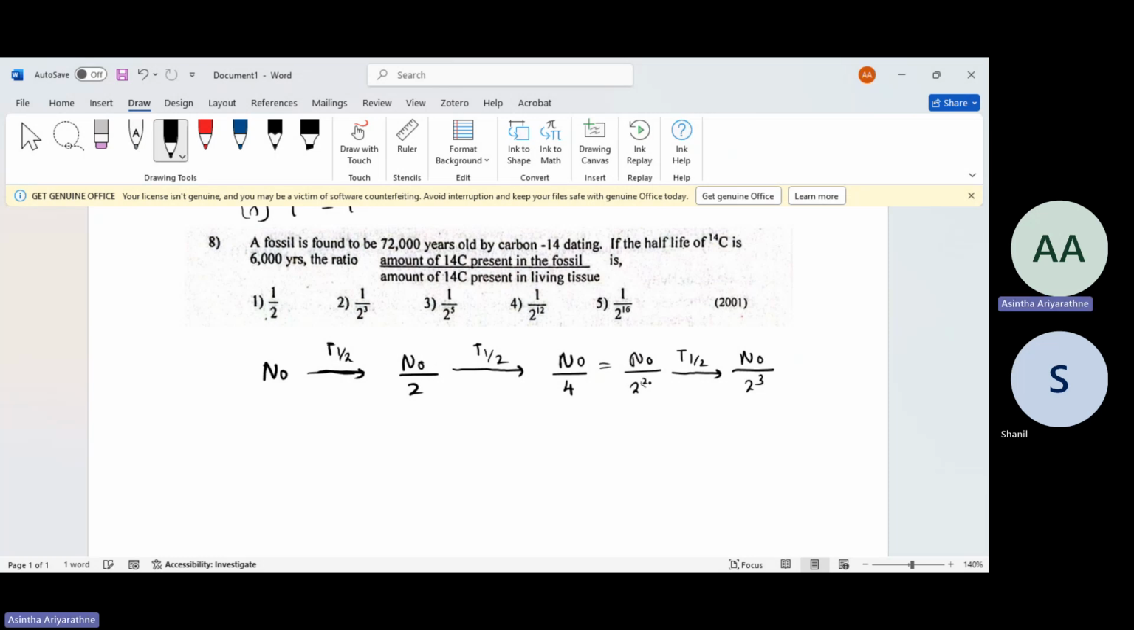So this value is the index of the 2. The index of 2 is equal to the number of half-lives. So we can say N, the number of unstable elements present, is equal to N naught over 2 to the power n, where n is the number of half-lives.